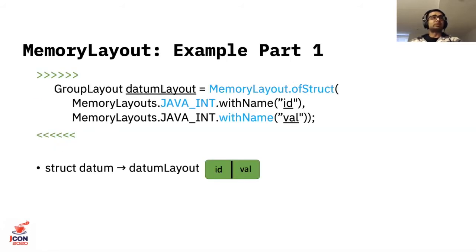In this code snippet, we are defining the struct with the two integers ID and val. The struct is defined through the structLayout method, which is a static method in the memory layout class. And at the end, we get an instance of group layout, which is a derived class of memory layout, and it represents the struct datum, which was seen in the previous slide.